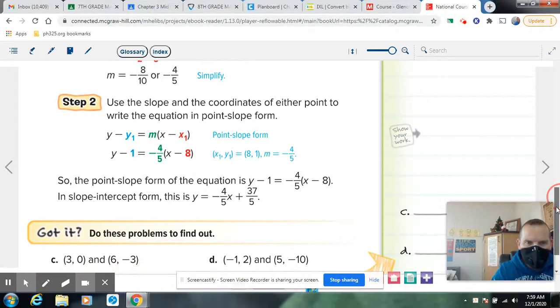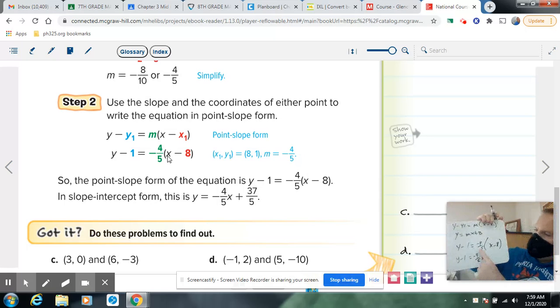Now, the last step, it says write the point slope form correctly, and they have it right here that I just said a second ago. Now it's the slope intercept form. So now we want to get y by itself. So step number 1, we have to distribute. Y minus 1 equals, we take negative 4 fifths times x, which is negative 4 fifths x.